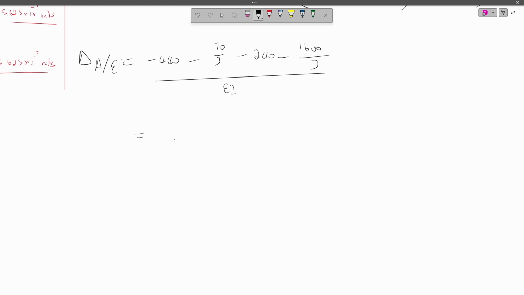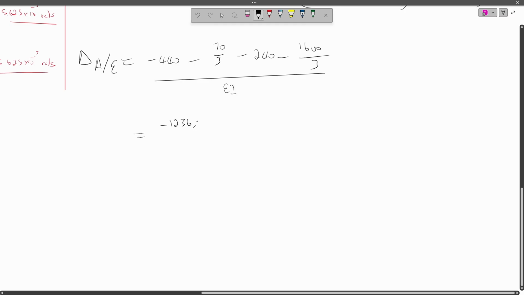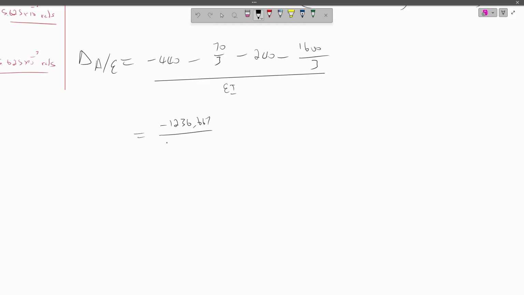440 plus 70 divided by 3 plus 240 plus 1600 divided by 3 minus 1, 2, 36.667 divided by 200 times 160, which is negative 0.0386 meters, and which is negative 88.646 millimeters.